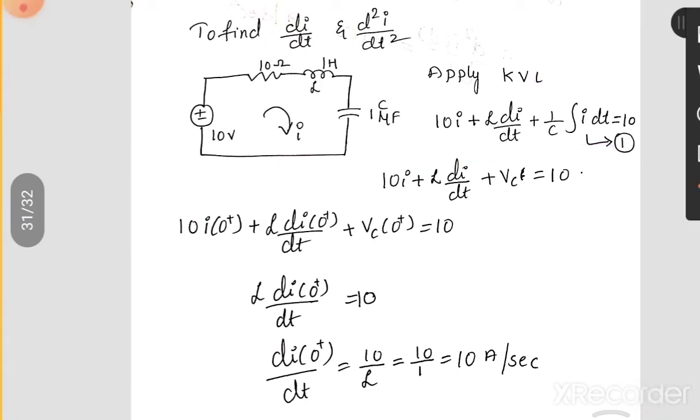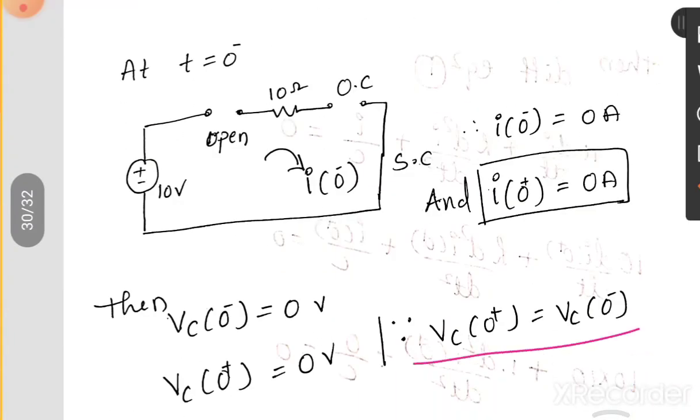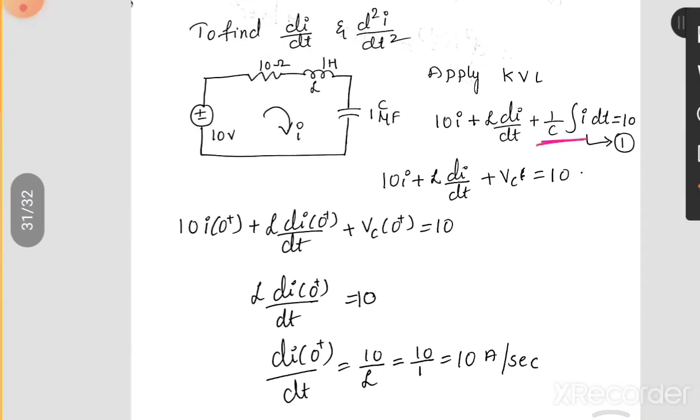Instead of writing 1 over C integration of I into dt, which is nothing but the voltage across the capacitor, in the next equation I'll write 10I plus L into di by dt plus Vc, representing the voltage across the capacitor as just Vc. We have already calculated it, so don't use the formula again. We can just write its name equal to 0. Remember, while differentiating, you have to differentiate equation 1, not this one.